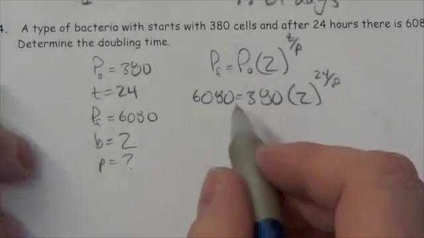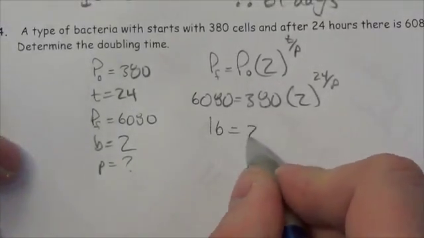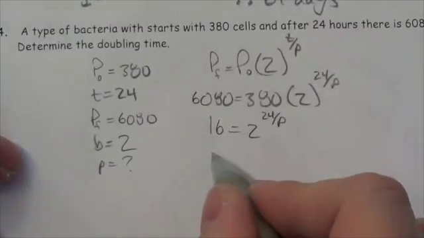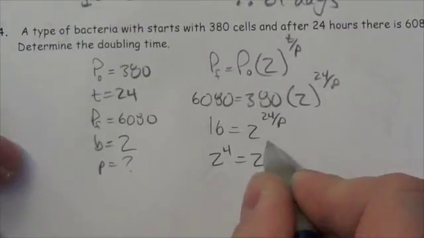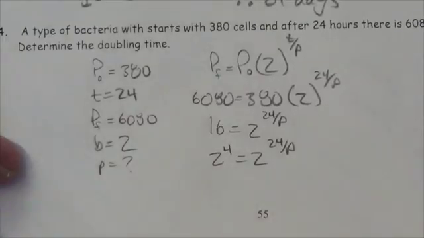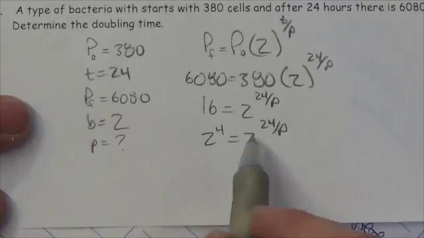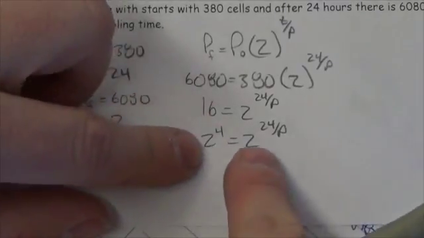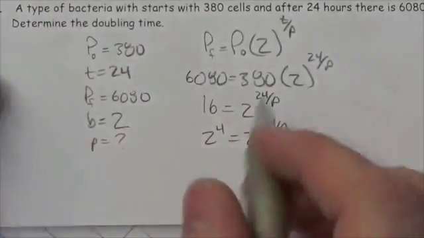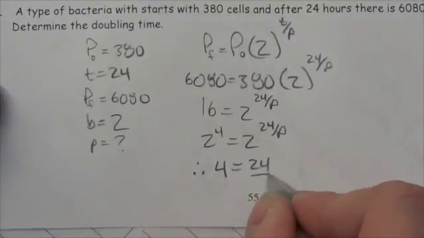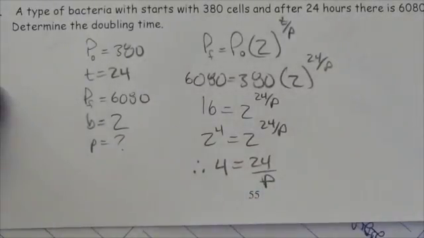And 6,080 divided by 380 is, in fact, 16. There it is. 16 is a power of 2. It's going to be 2 to the 4. So that was really nice that that happened like that. So now I've got 2 to the 4 is equal to 2 to the 24 over P. Power equals power. The bases are the same. So therefore I can conclude that the exponents must be the same. So 4 is equal to 24 divided by P.